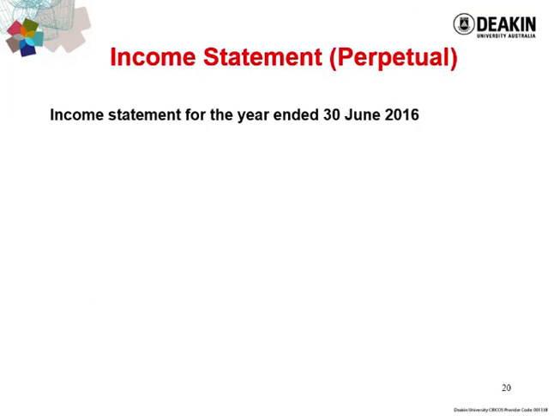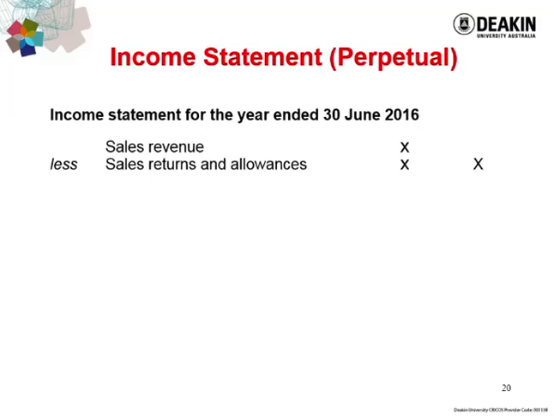So this is an example of the income statement under the perpetual method. So we start with sales revenue minus sales returns and allowances, and we will also add discount revenue. If you have discount revenue, it will be added below sales returns and allowances. This will give us net revenue.